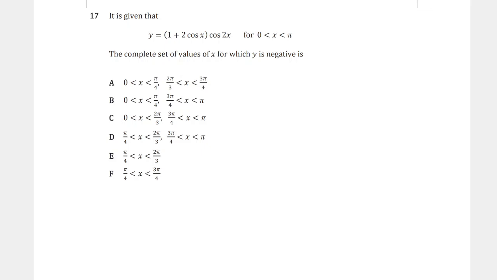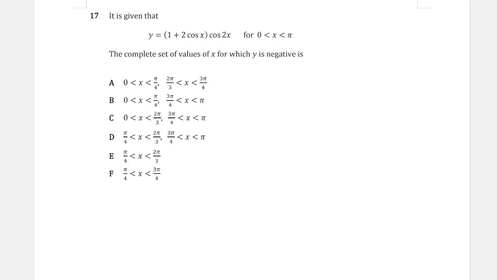Okay, question 17. It is given that y equals (1 plus 2 cos x) times cos 2x for x between 0 and pi. The complete set of values of x for which y is negative is how many? Okay, this is also a very standard TMUA question, so it's good to know this one.